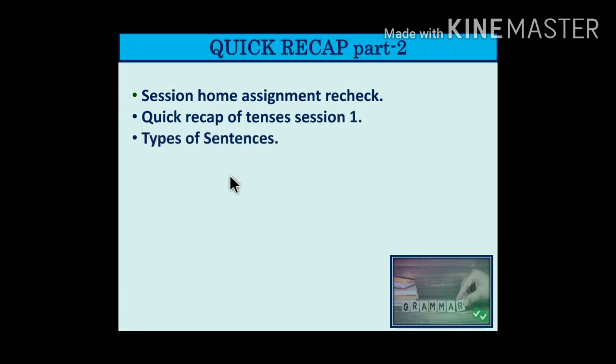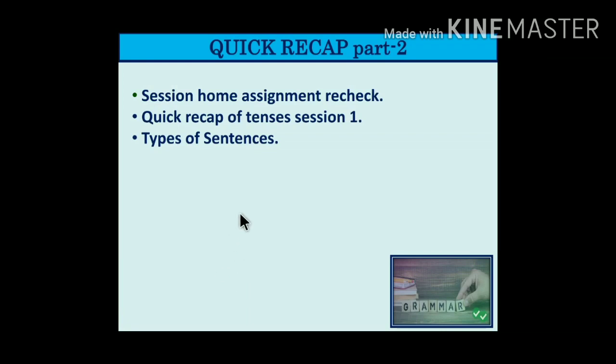Now, in the quick recap of part 2, we dealt with the home assignment for part 1, then a quick recap of tenses in session 1. Then we did the types of sentences first of all, that is the affirmative, which makes a statement or only positivity, just gives out a line. Then we talked about the negative type of sentence where you have a negation, no, neither, never, something that indicates negativity. Then we talked about interrogative sentences, which is a question. We also talked about double interrogative sentences wherein you expect an explanation to that question.